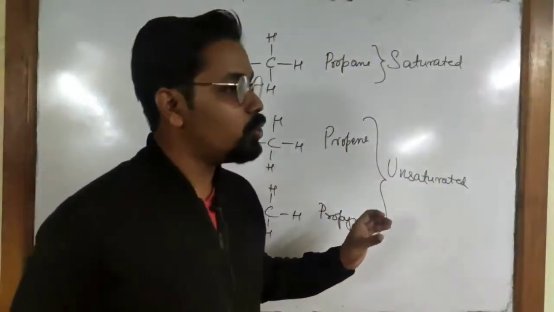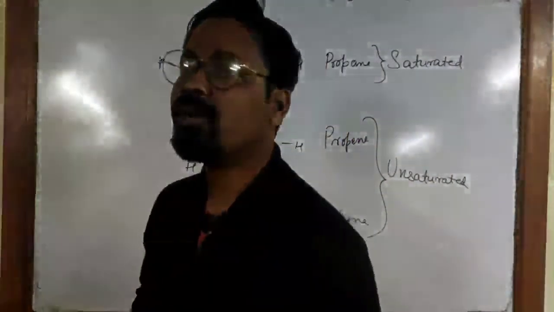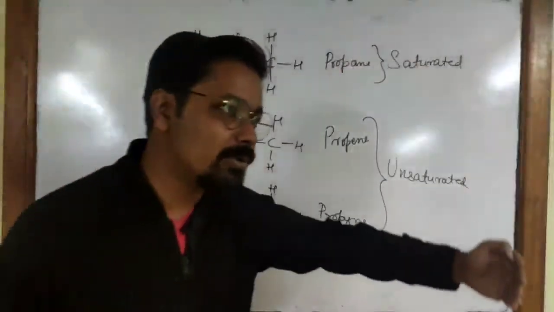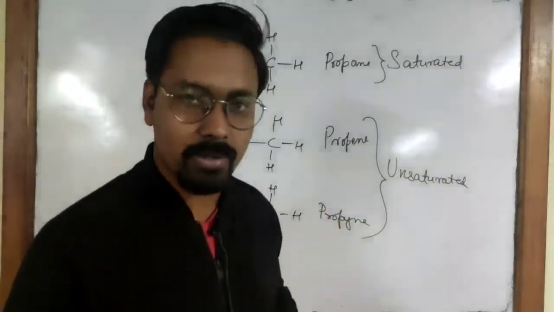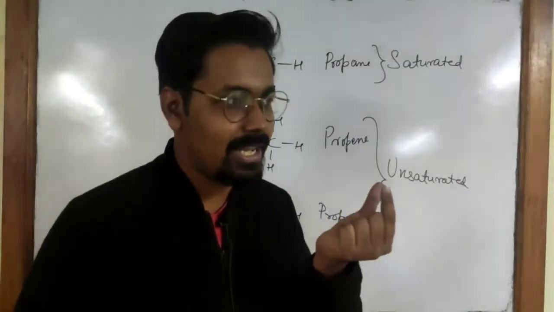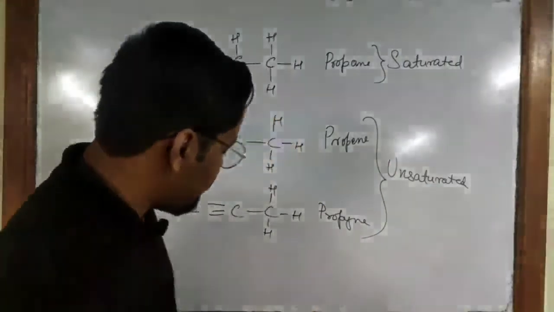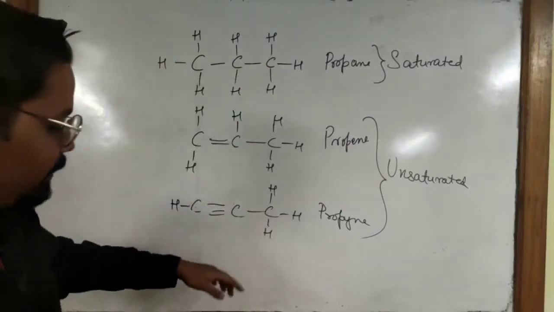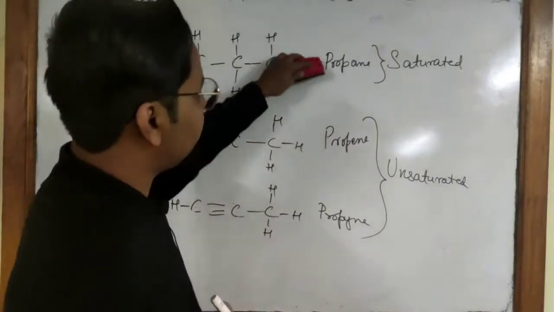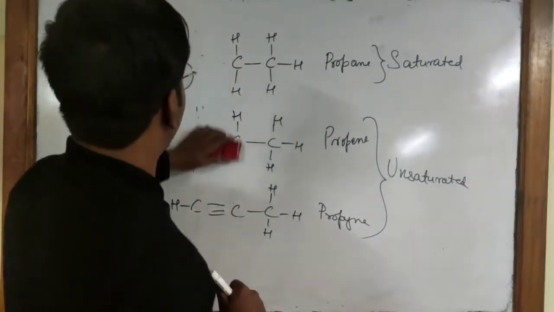Now we will move on to homologous series. What does a homologous series mean? A series of carbon compounds in which the difference between every consecutive carbon compound has a molecular difference of CH2. Let me show you one example. Suppose these 3 compounds fall in 3 different homologous series. So let's move on to one of the homologous series.